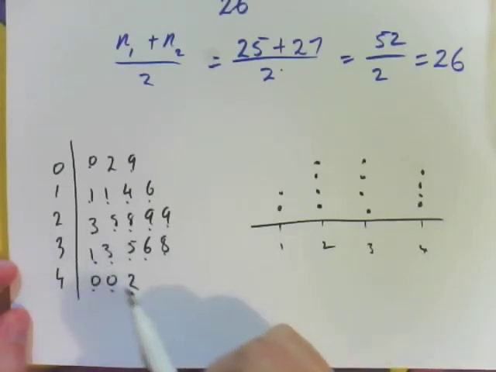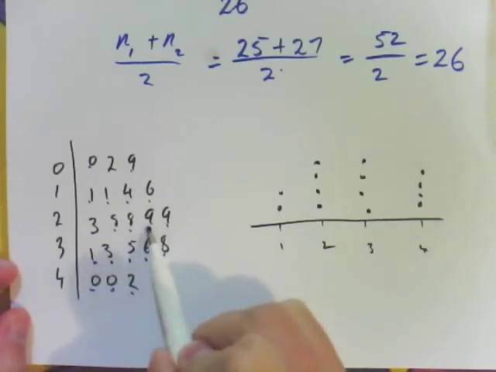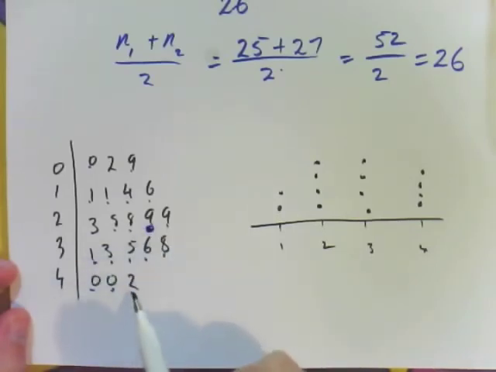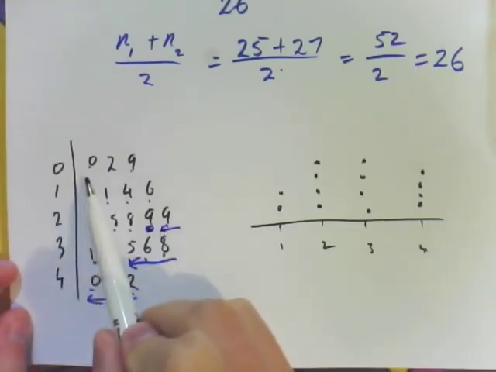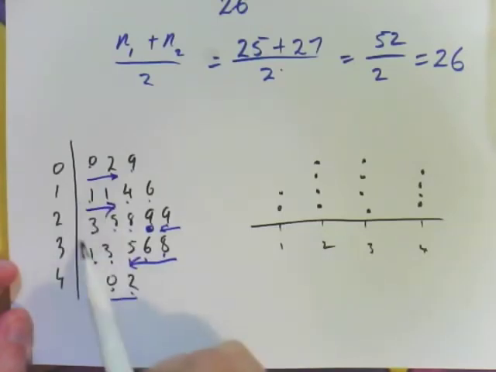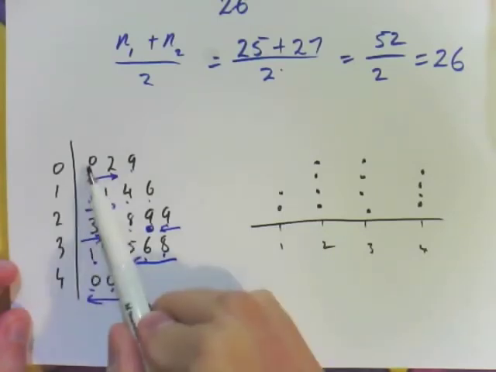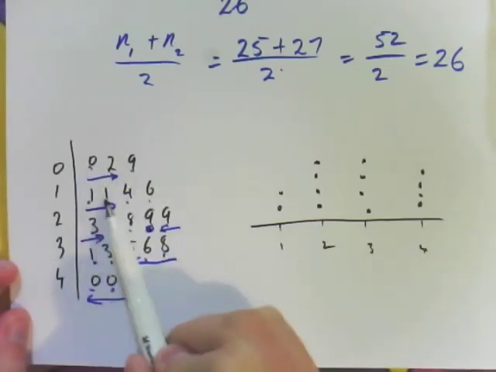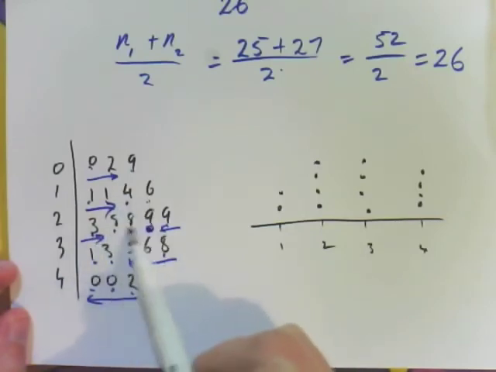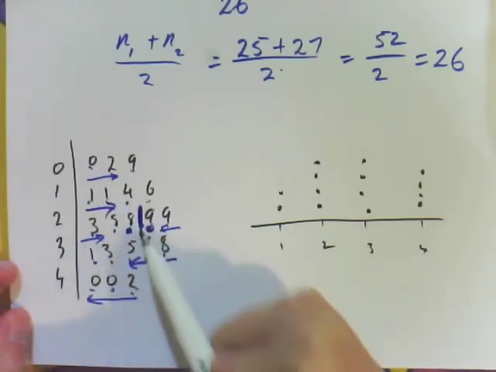So let's count back. 1, 2, 3, 4, 5, 6, 7, 8, 9, 10. Okay, so notice how I counted back and I went this way in each line. When I'm counting forward, I count this way in each line, and I should end up in the middle. So 1, 2, 3, 4, 5, 6, 7, 8, 9, 10. So my median is in the middle here.